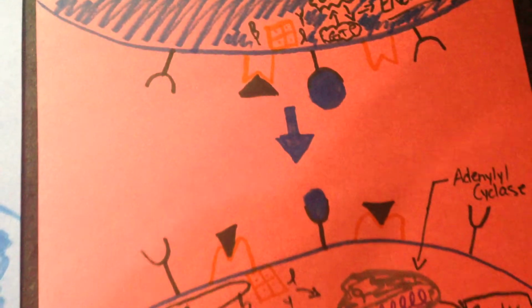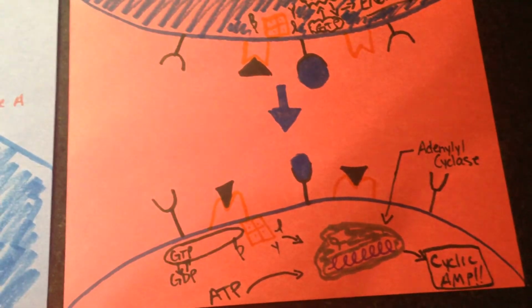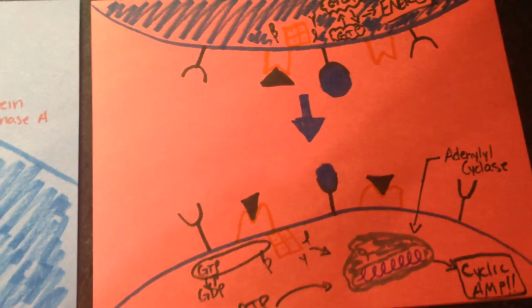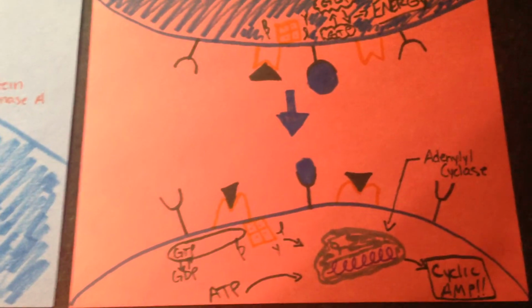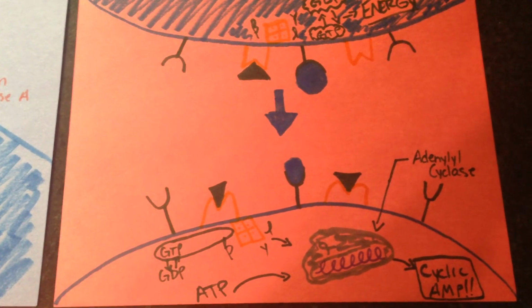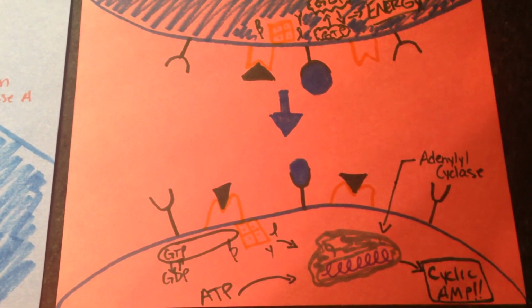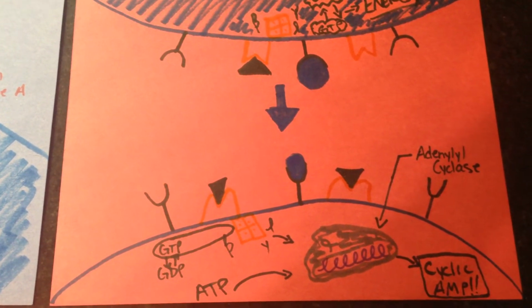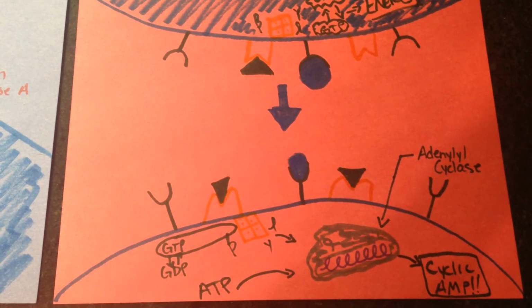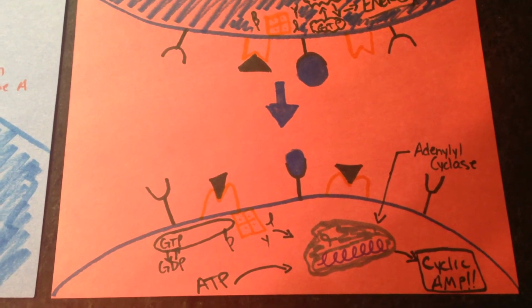The G protein is activated but still needs energy to do its job. GTP replaces GDP, giving it energy, allowing the alpha subunit to detach. That subunit then goes to activate adenylyl cyclase. That acts as a catalyst and speeds up the ATP to cyclic AMP conversion.